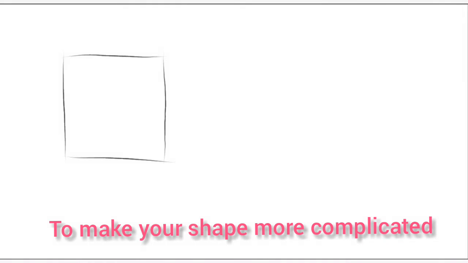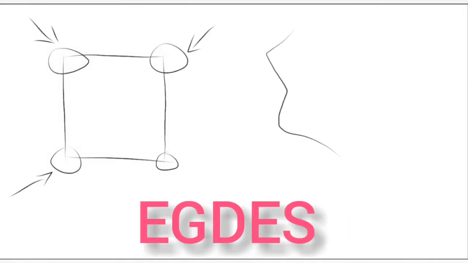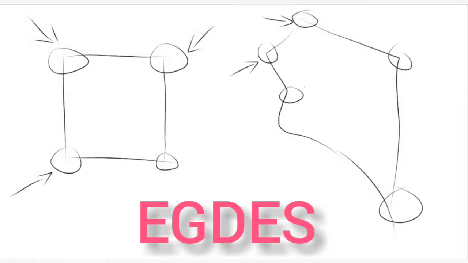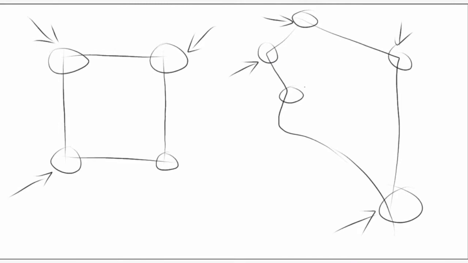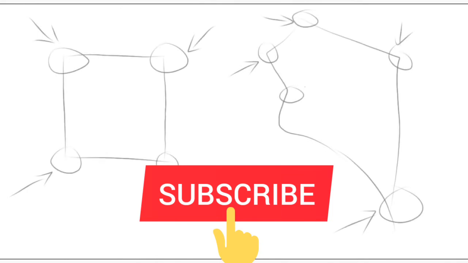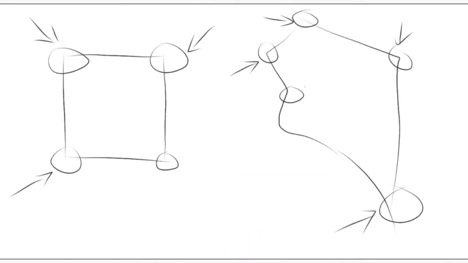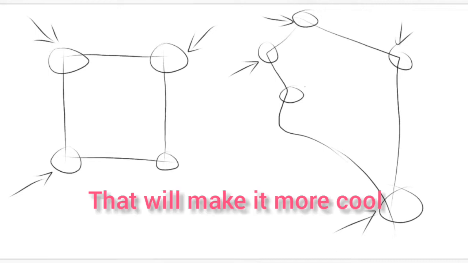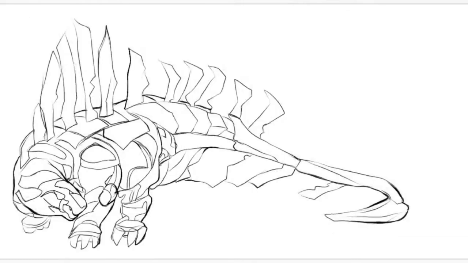All right, let's try something else here. Now I want you to remember something. To make your shapes more complicated, give them more edges, which means points where the lines meet. Plenty of edges makes something more complicated, not just squares, squares, squares. Something with more edges, like the one on the right. That makes it cooler, more awesome, more authentic.